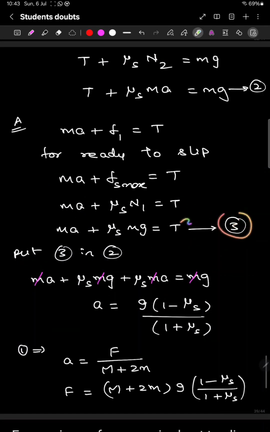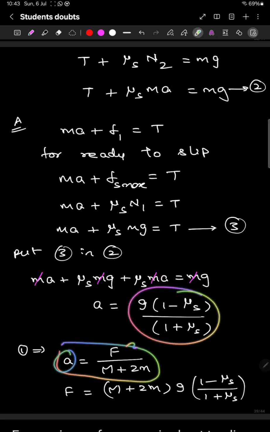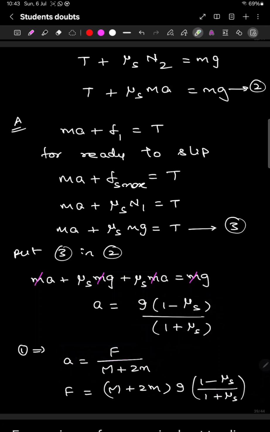Now put this T value from equation 3 in equation 2. Then you will get an equation like this. From this, if you write a as the subject, you will get the acceleration. From equation 1 we know acceleration equals F by m plus 2m. Substitute this a value here and write F as the subject. This will be your minimum force required not to slip.